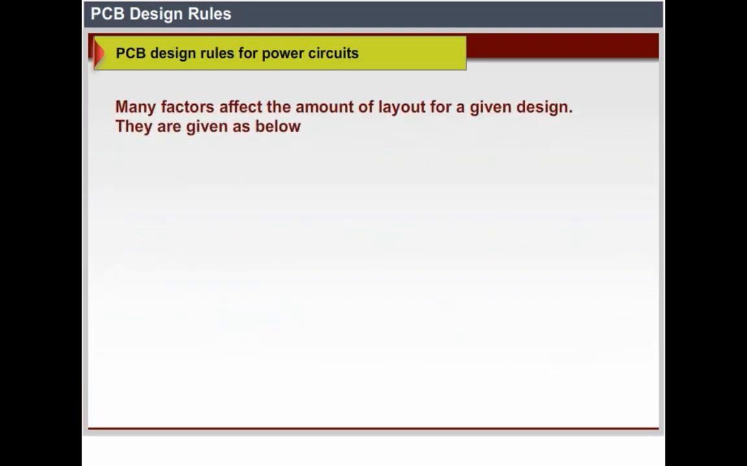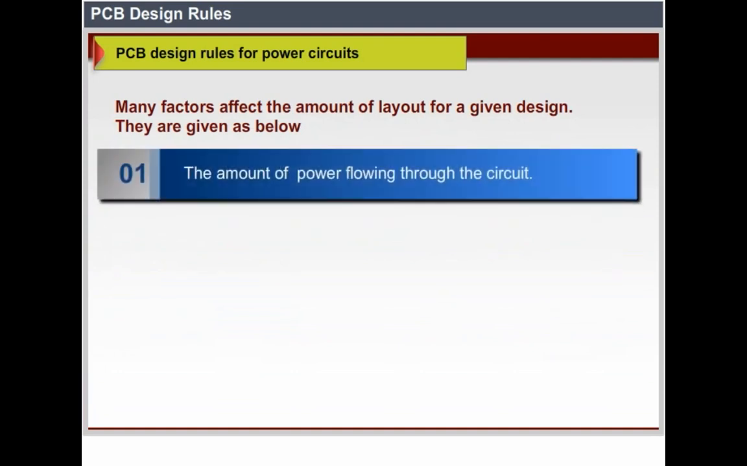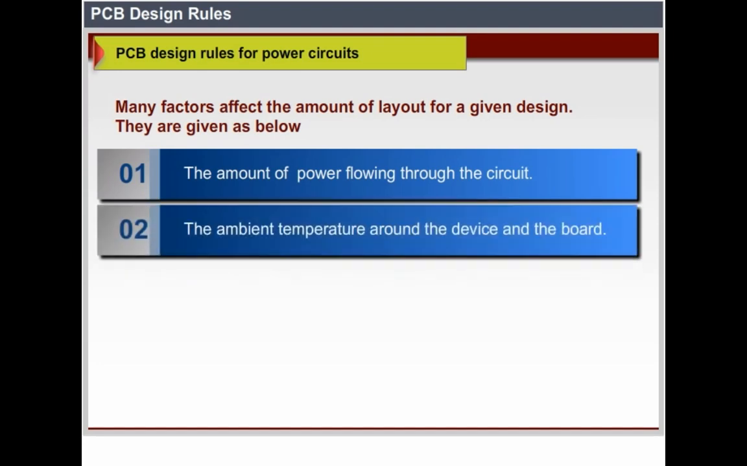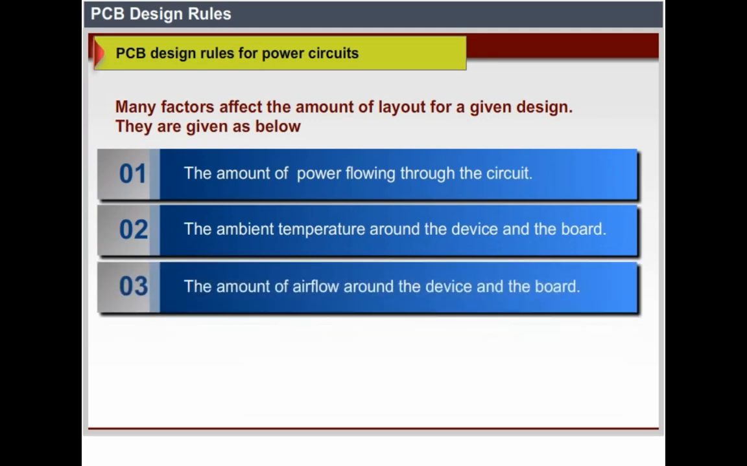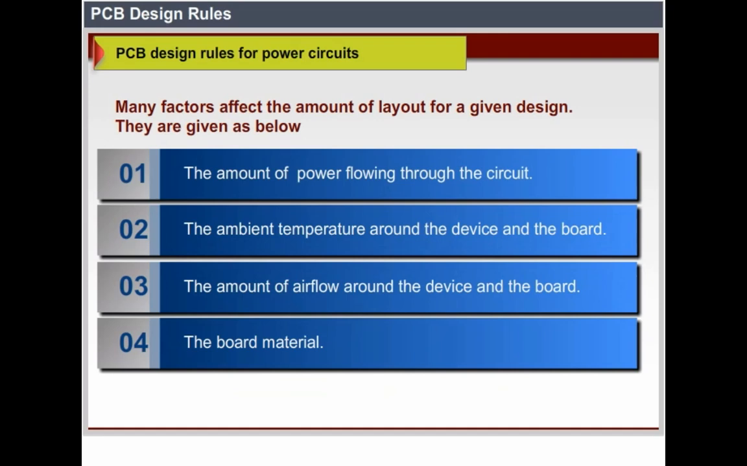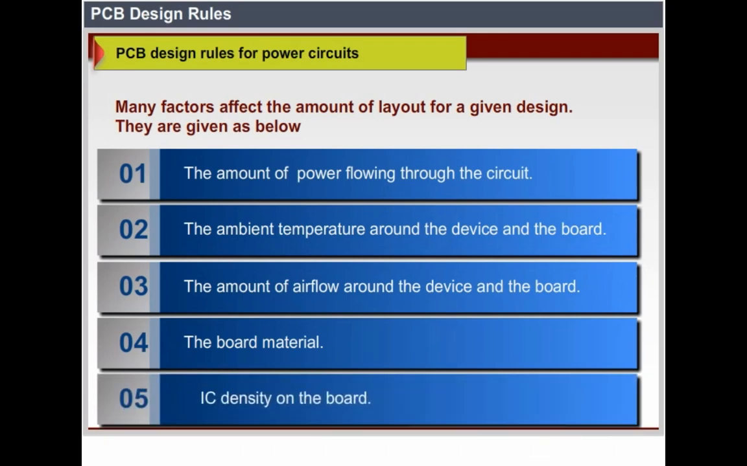Many factors affect the layout for a given design. These factors include the amount of power flowing through the circuit, the ambient temperature around the device and the board, the amount of airflow around the device, the board material, and IC density on the board.